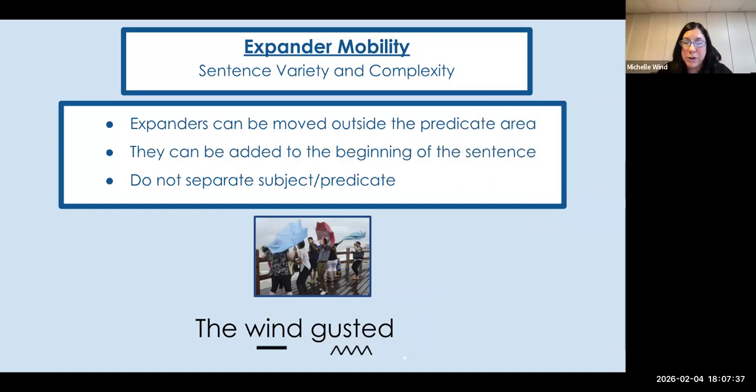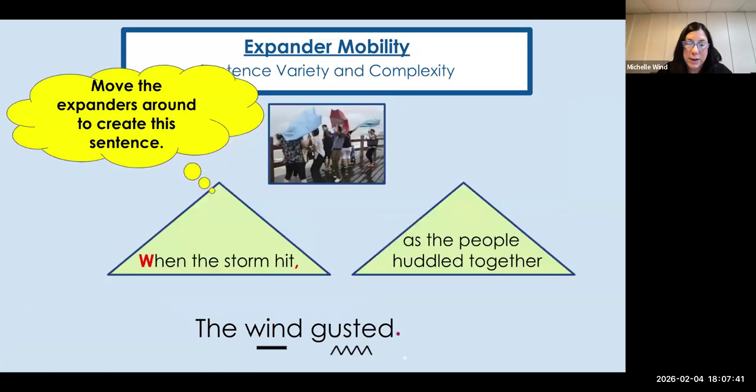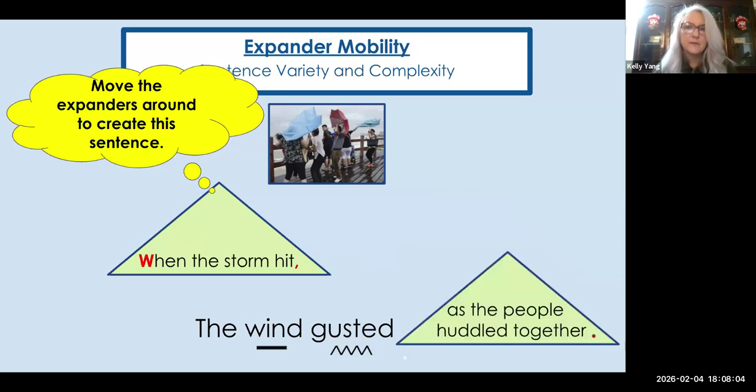And let's move this expander to the beginning. When the storm hit, the wind gusted. And again, this is super important for comprehension. It's also part of our WIDA standards. This is text complexity, sentence complexity and sentence variety. So that's also what we're teaching here.